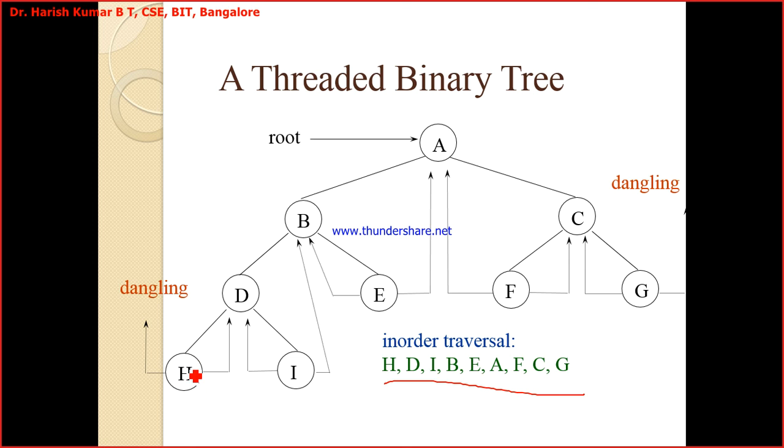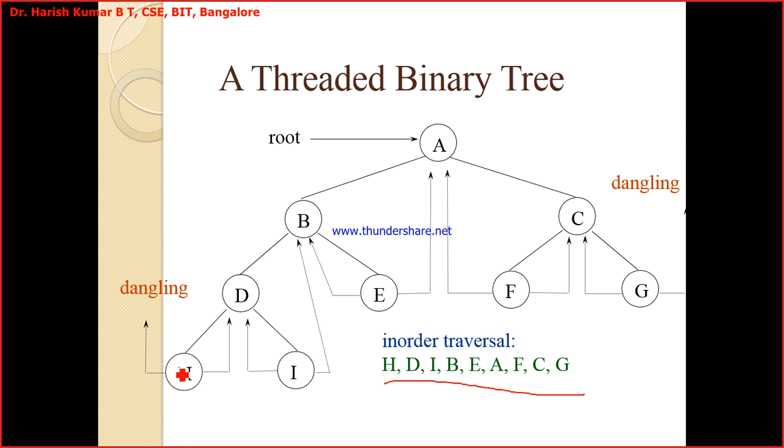Now I reach H. When I reach H and examine the left link of H and the right link of H, they are null pointers because this is a leaf node and it doesn't have a left child or a right child. Hence the left link and the right link of the node H are right now null pointers. So what a threaded binary tree says is, whenever there is a null pointer, convert that into a thread. Okay, observe here.